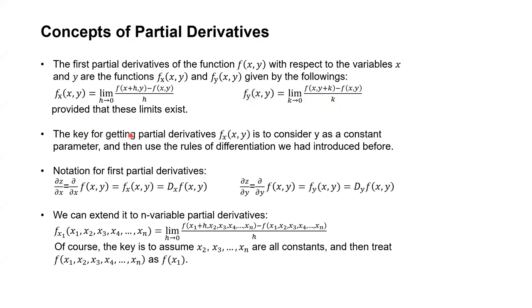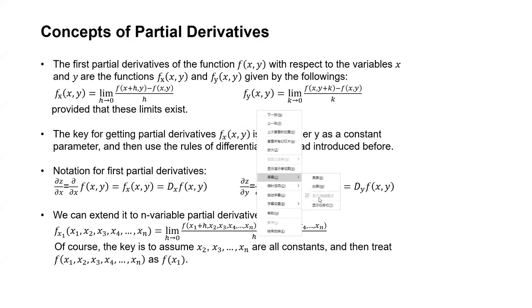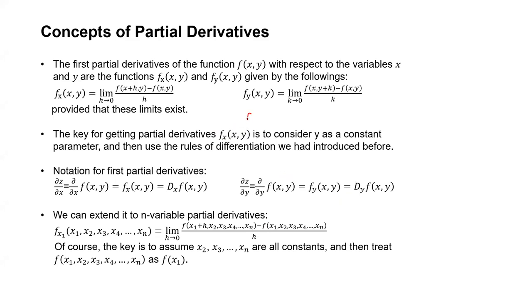The key for getting a partial derivative is to consider this one, partial f with respect to x. Consider y as a constant parameter, and we can use the rules of differentiation we had introduced before. It is all the same. Wait a minute. Let's think about this.